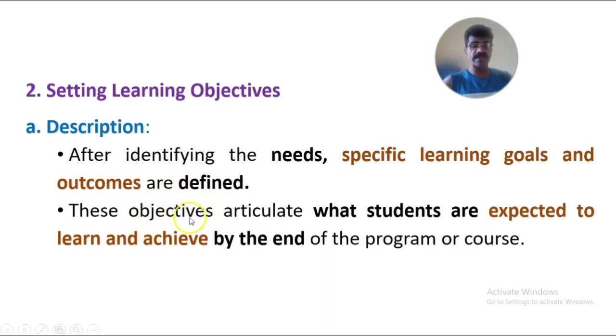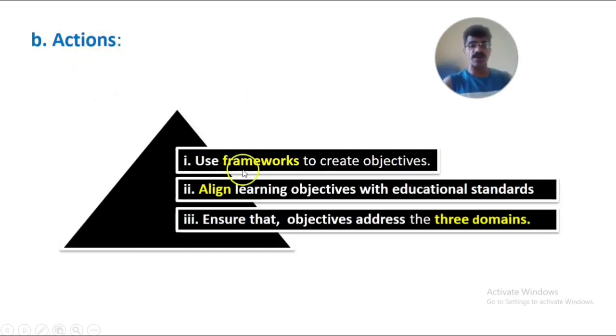These objectives have to be in association with what students are expected to learn in the theory and practical, and what skills they have to achieve by the end of the program or the particular course. The sub-steps are: use a framework to create the objectives, align learning objectives with the present educational and professional standards. Then third, ensure that objectives address the 3 domains of educational objectives.